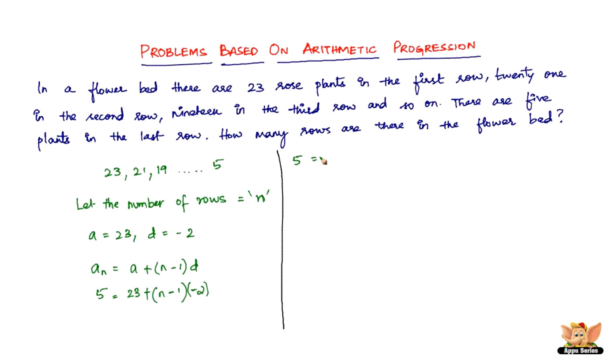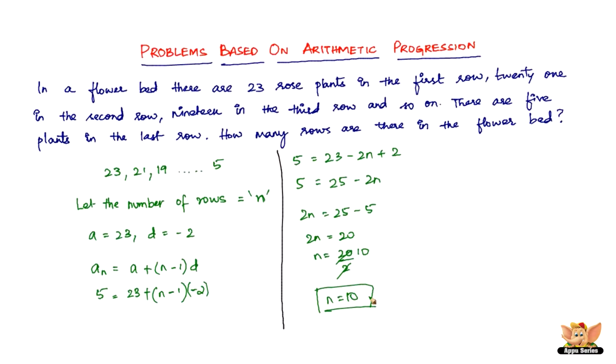So we've got 5 equals 23, so this becomes -2n. -2 into -1 is +2. So we have 5 equals 25 minus 2n, or 2n equals 25 minus 5, which is 2n equals 20. So n equals 20 divided by 2, which is 10. So therefore, the number of rows in the flower bed is equal to 10. So there are 10 rows in the given flower bed, or there are 10 rows of rose plants.